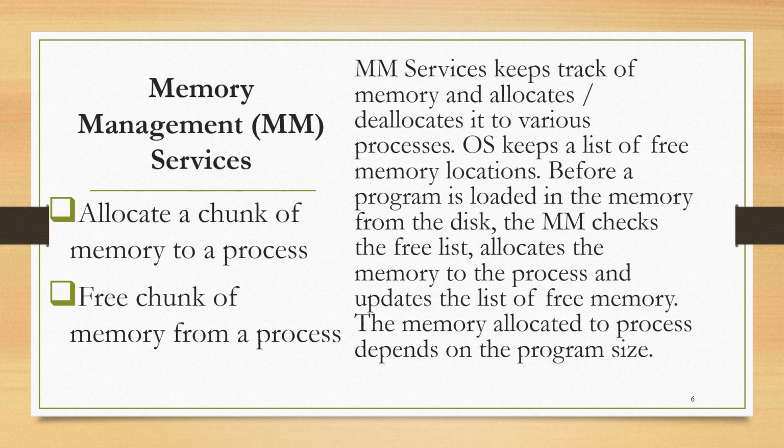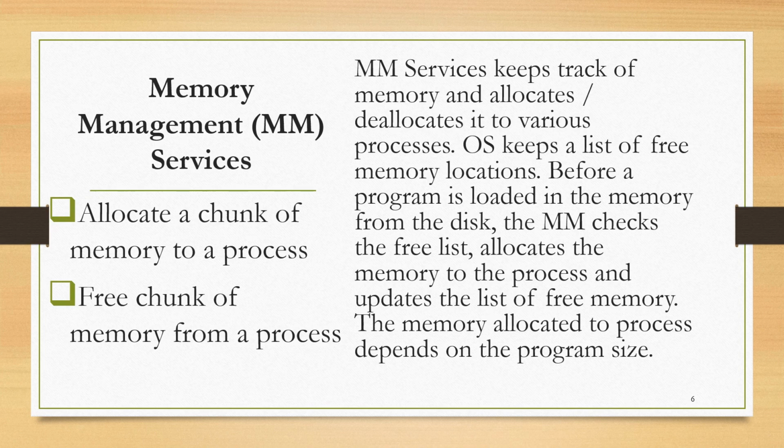The OS keeps a list of free memory locations. Before a program is loaded in memory from disk, the memory management services of the OS check the free list, allocate the memory to the process, and update the list of free memory. Because something that was free is now given to some process, it removes those locations, so it updates the list of free memory.